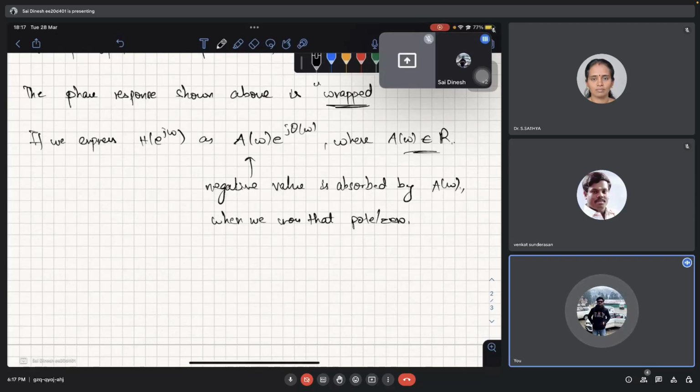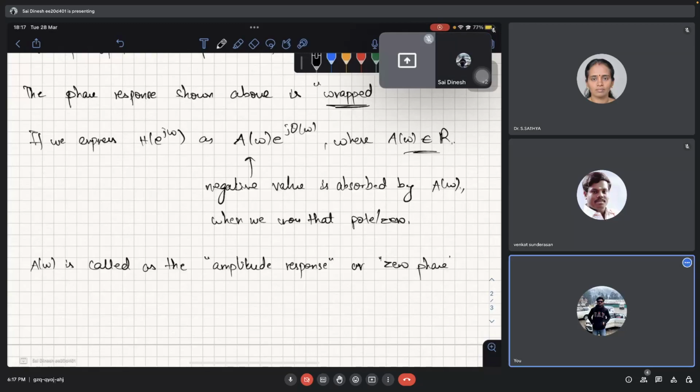So this A(ω) is called the amplitude response or zero phase response. And now this θ(ω) is continuous.